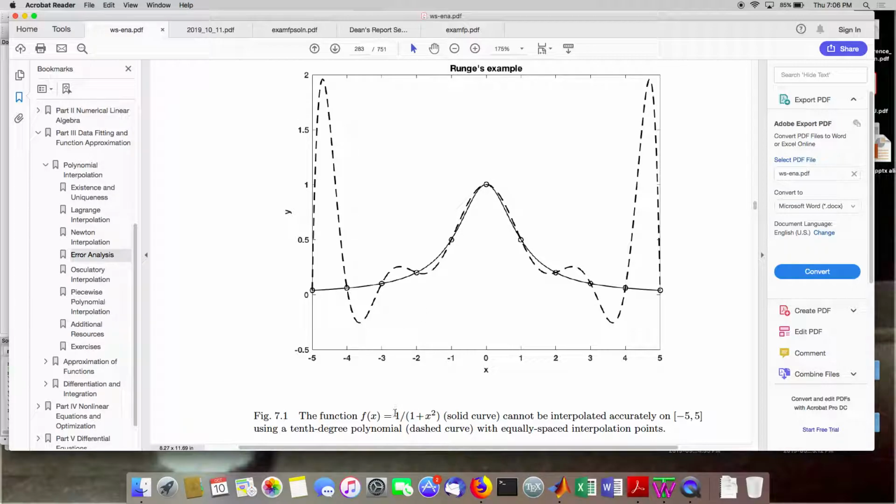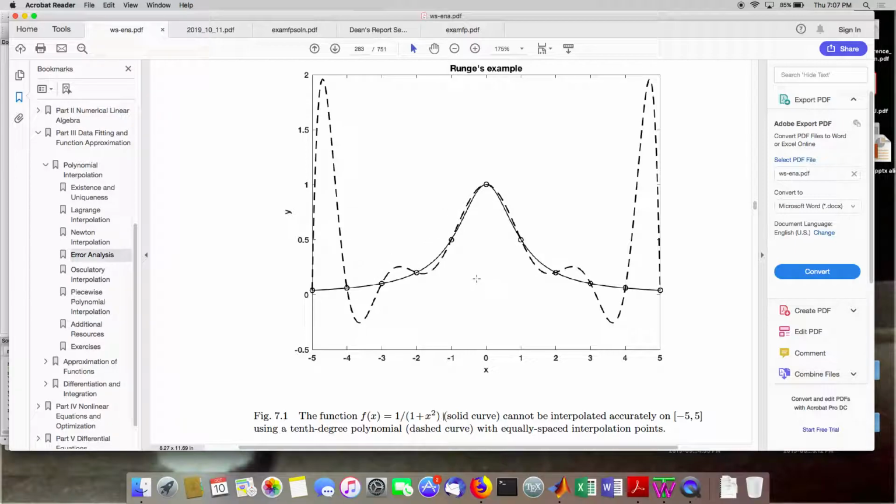So this is a function 1 over 1 plus x squared. The solid curve is that function. It's kind of a bell curve-like shape. And what I've done here is I've used, as my interpolation points, on the interval minus 5 to 5, just the integers. So minus 5, minus 4, minus 3, etc., to 0, 1, 2, 3, 4, 5. So I have 11 interpolation points, so I have a polynomial of degree 10. That's the graph in the dashed curve.